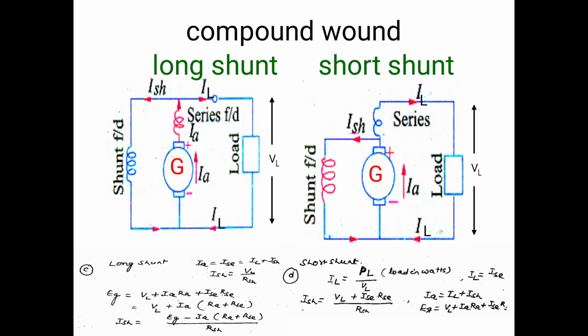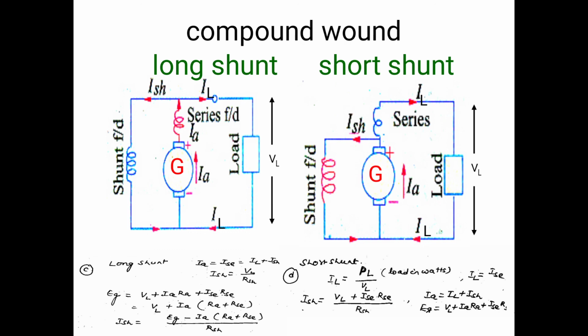Next, the series field winding is made up of thick wire, and the shunt field winding is made up of thin wire. Generally the armature winding resistance is low, the series field winding resistance is low, and the shunt field winding resistance is high. In order to give high resistance to the shunt field winding, it is made up of more turns and thin wire. Resistance R equals the formula rho L by A.